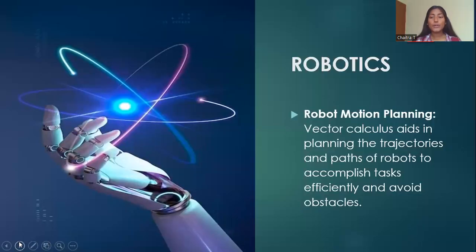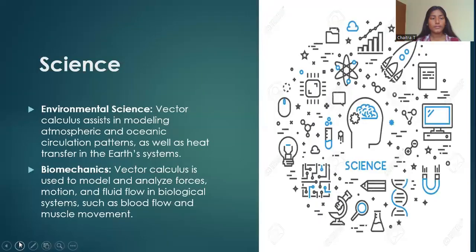Robotics. Robot motion planning. Vector calculus aids in planning the trajectories and paths of robots to accomplish tasks efficiently and avoid obstacles. In science, environmental science, vector calculus assists in modeling atmospheric and oceanic circulation patterns as well as heat transfer in the Earth's systems.